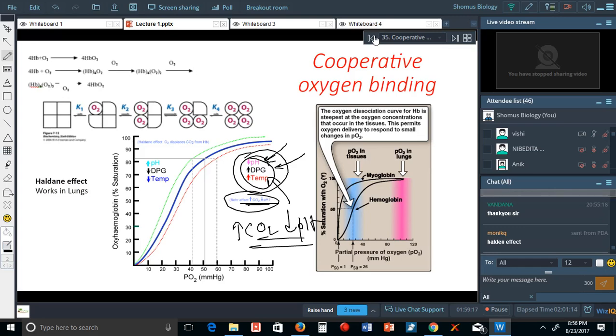So in the Haldane effect, what we can see in the lungs is that the oxygen should displace carbon dioxide from hemoglobin. That is required to shift the curve to the left, because it should happen when the pH is high, when there are fewer metabolic wastes like DPG, and the temperature is lower. That's what the lungs are all about. pH is higher in the lungs compared to other parts of the body or tissues.